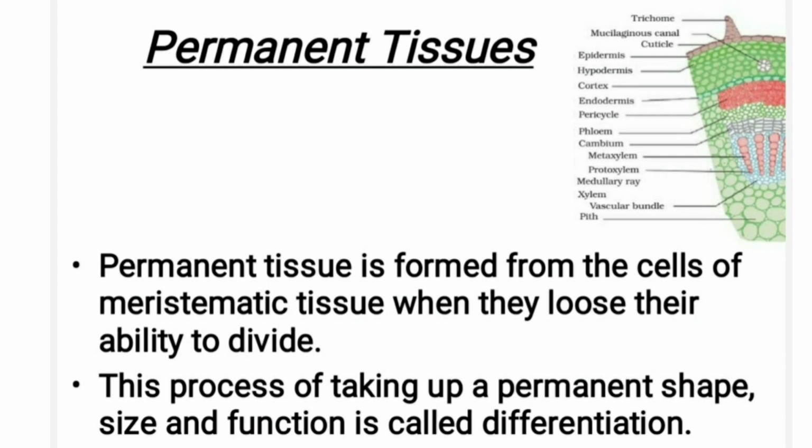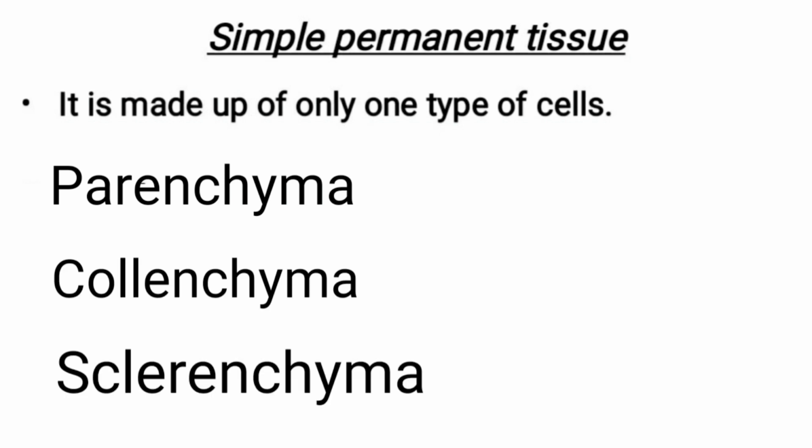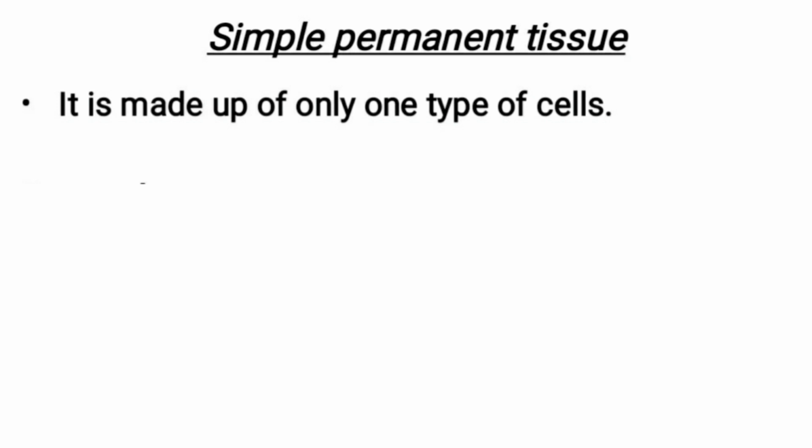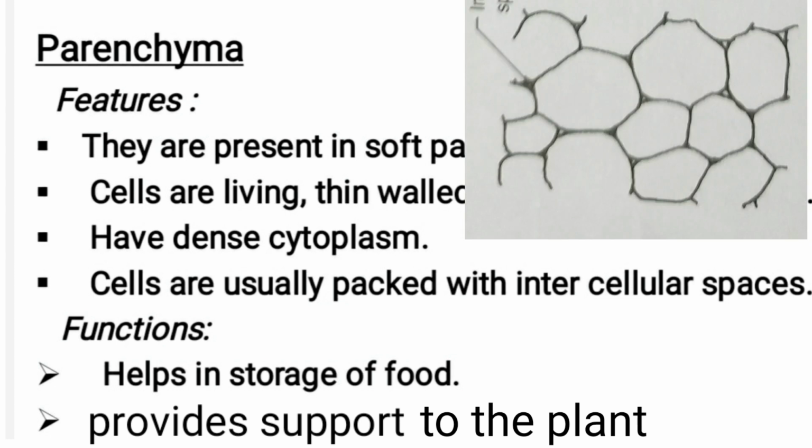Simple permanent tissues are parenchyma, collenchyma, and sclerenchyma. Simple permanent tissues are made up of only one type of cells. That is, the cells forming these tissues are similar in structure and function. Simple permanent tissue: parenchyma. They are located in soft parts of the plant.